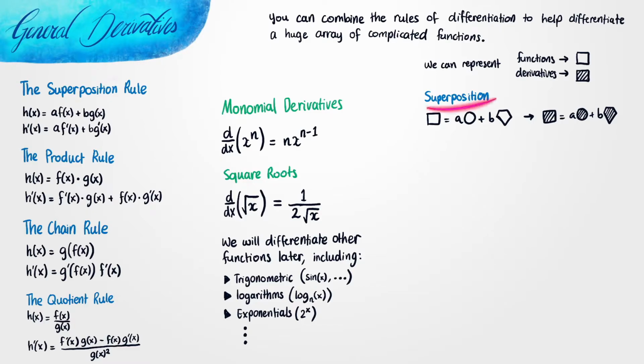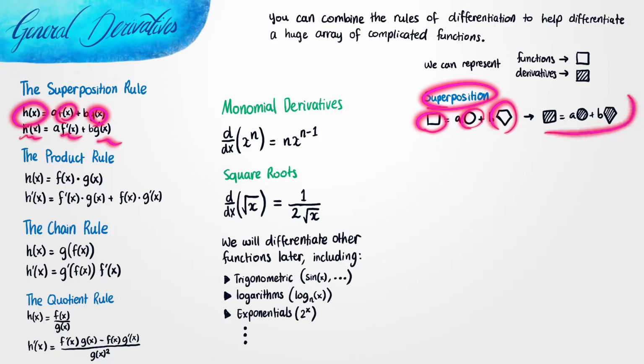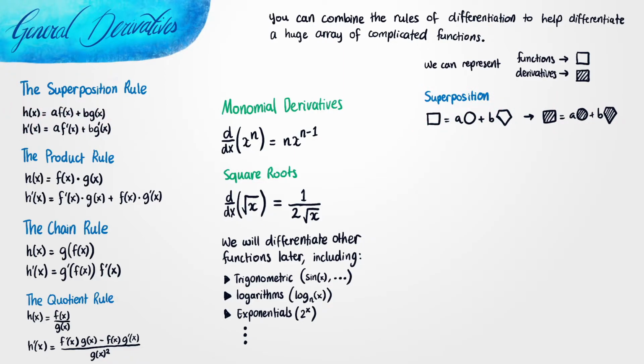Okay, so for the superposition rule, I've just gone ahead and replaced h of x for a square, f of x for a circle, and g of x for this diamond-like shape. Now the superposition rule just ends up replacing all the functions for their derivatives, and that's exactly what I've done over here. Okay, so next I can just go ahead and do the exact same thing for the product rule, replacing h, f, and g for the same shapes.